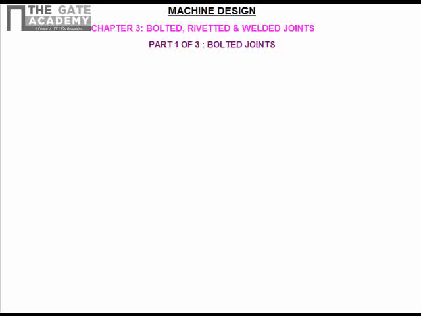We are in the third chapter, bolted, riveted and welded joints, and this will be covered in three parts. The first part is the bolted joints. Threaded or bolted joints are temporary joints in the sense that they can be assembled and disassembled at any point of time. Threaded joints or bolted joints can be classified as temporary joints.